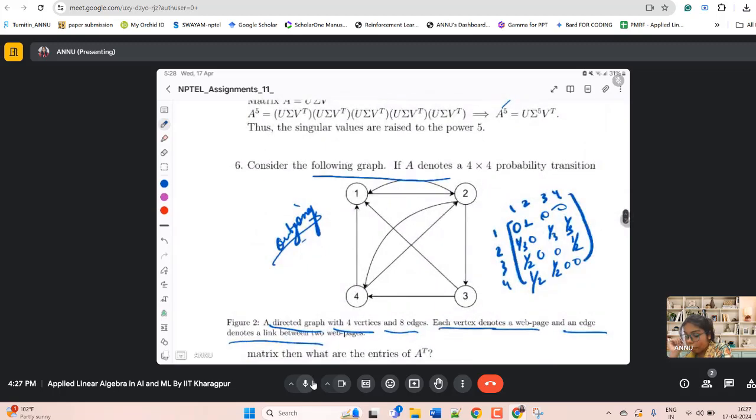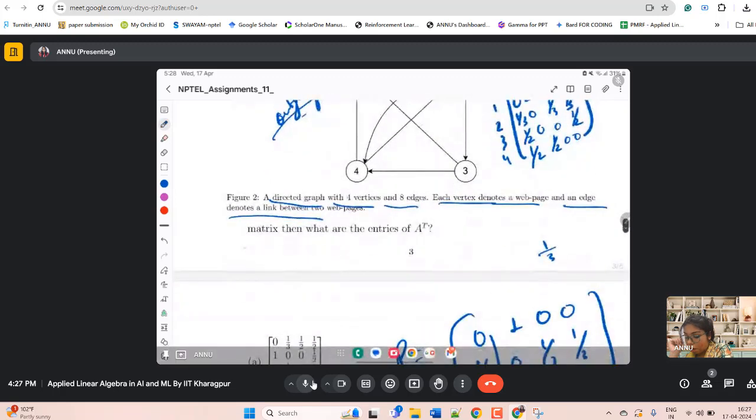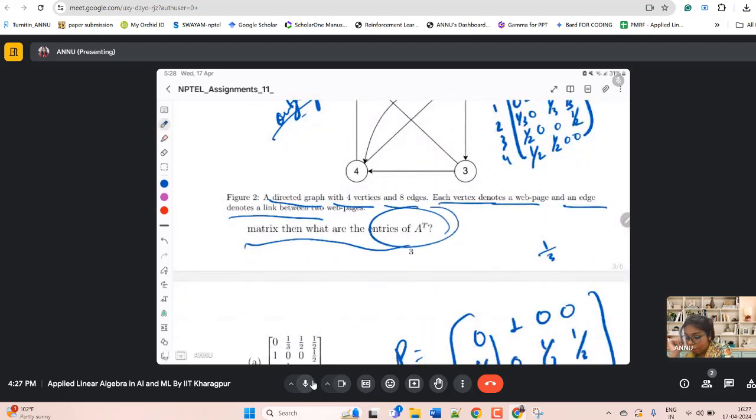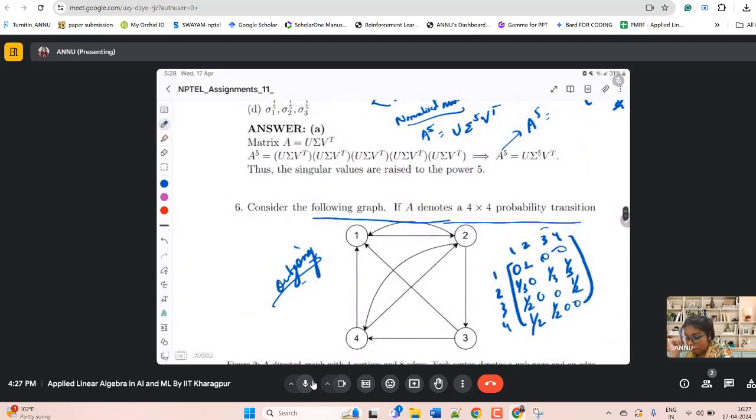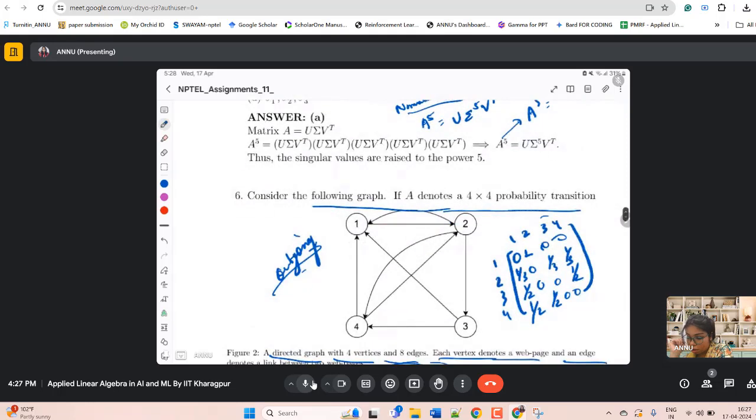So consider the following graph with 4 nodes, and A denotes the probability transition matrix. What are the entries of A transpose? How would you calculate? See, based on your request only, I took week 11. Otherwise, week 11 was easy.